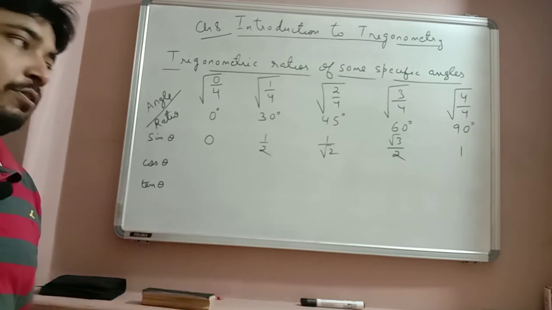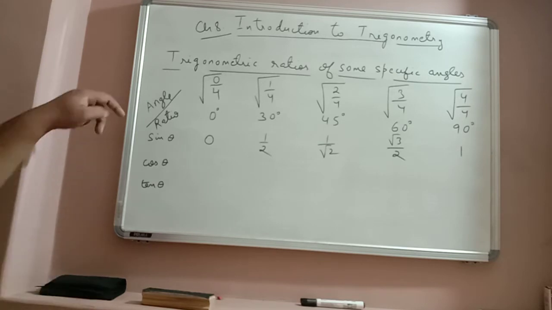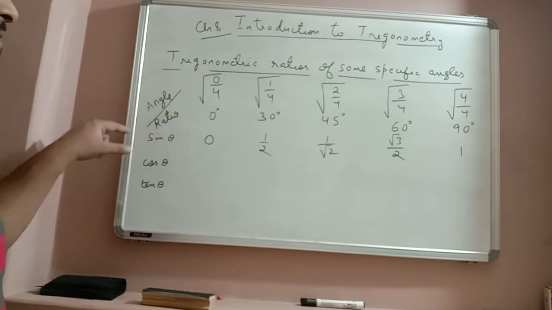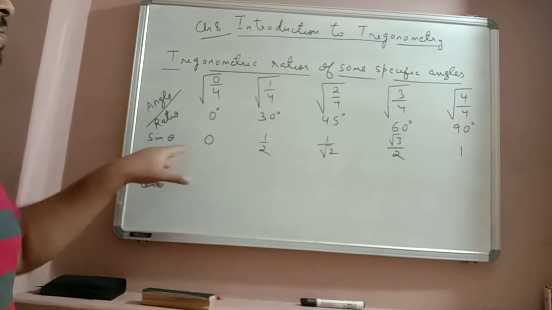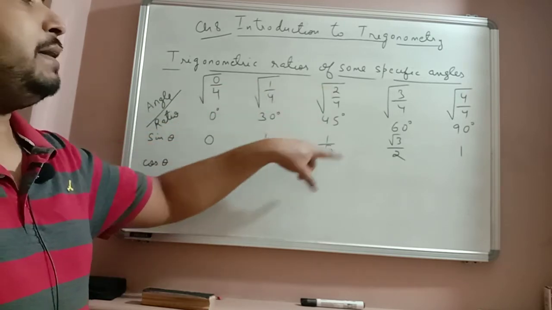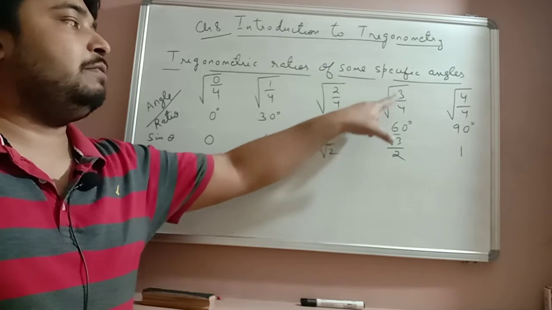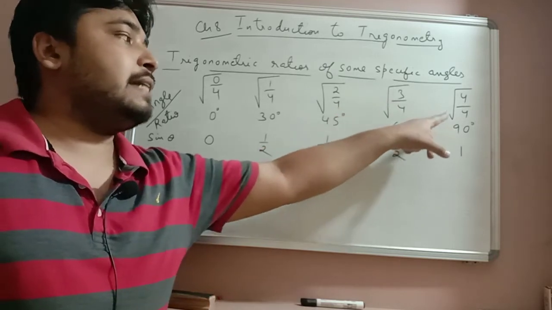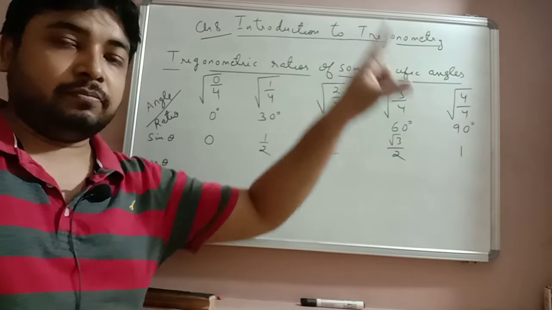I hope this is clear to everyone. So I repeat, these values are just the values of sine, that is sine 0 will be 0, sine 30 degree will be 1 by 2, sine 45 degree will be 1 by root 2, sine 60 degree will be root 3 by 2 and sine 90 degree will be 1.